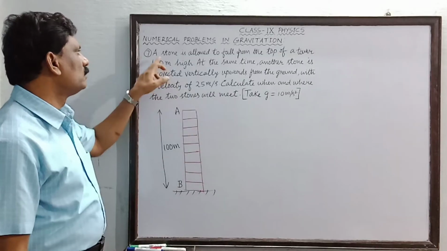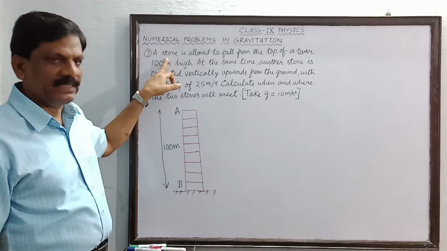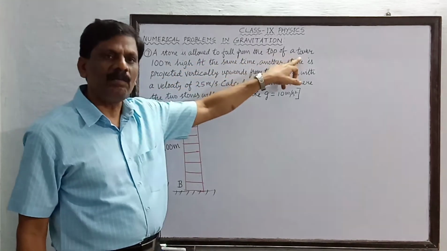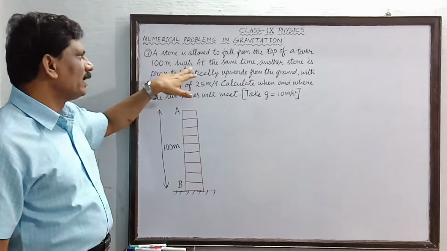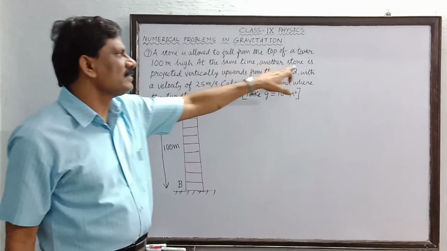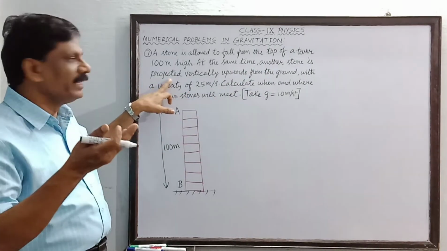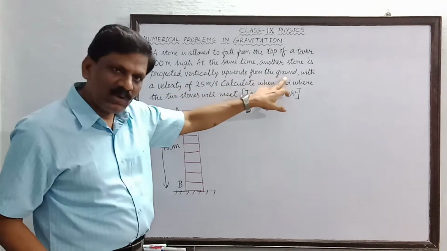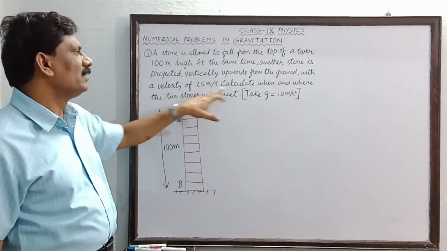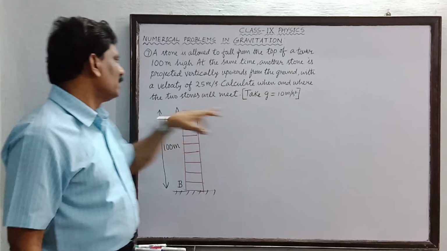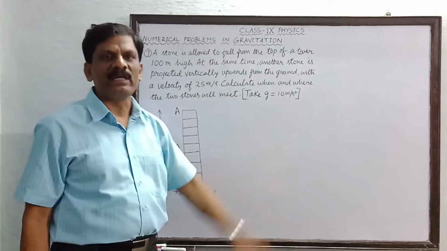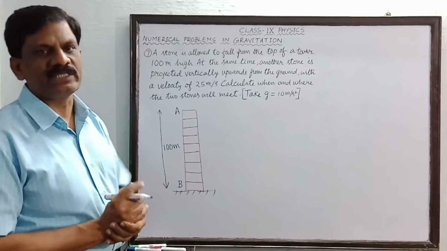Students, now we are going to solve sum number 7. A stone is allowed to fall from the top of a tower 100 meter high. At the same time, another stone is projected vertically upwards from the ground with a velocity of 25 meter per second. Calculate when and where the two stones will meet. Take g equal to 10 meter per second square for easy calculation.